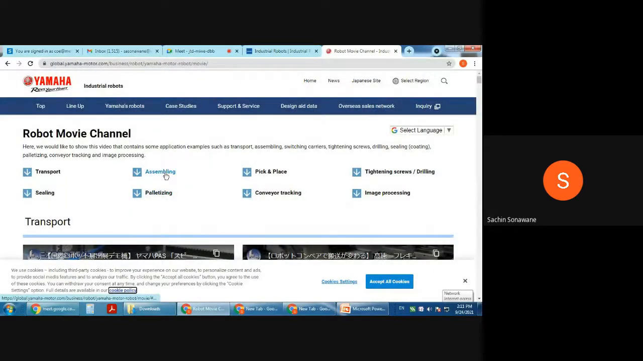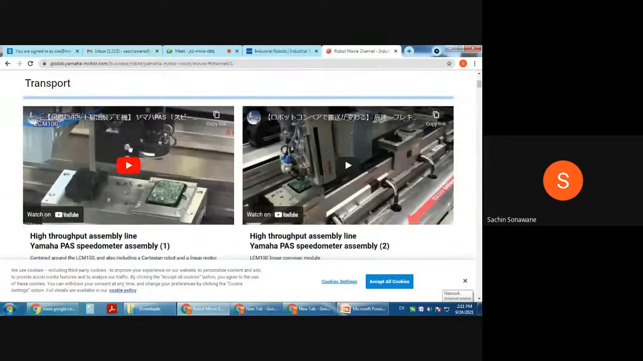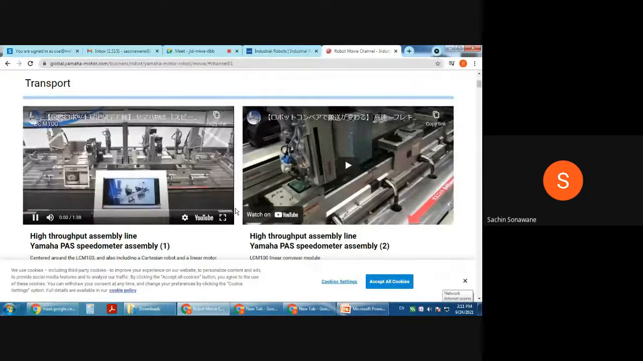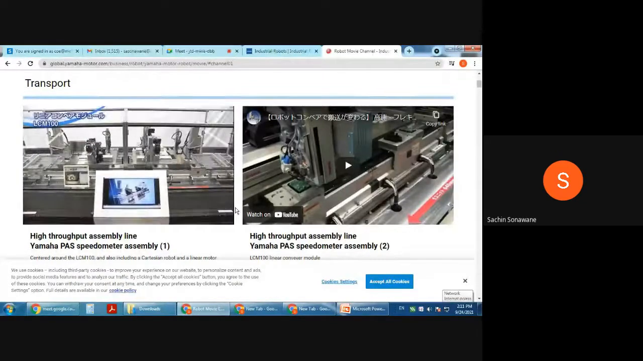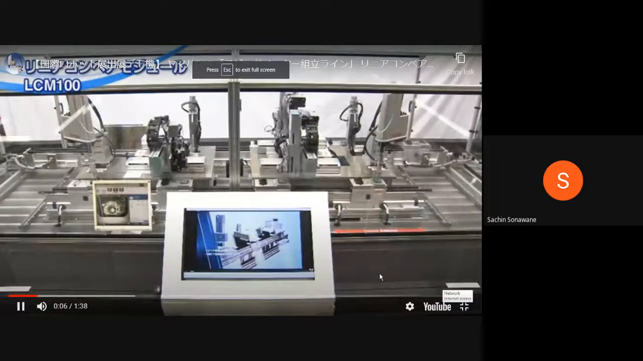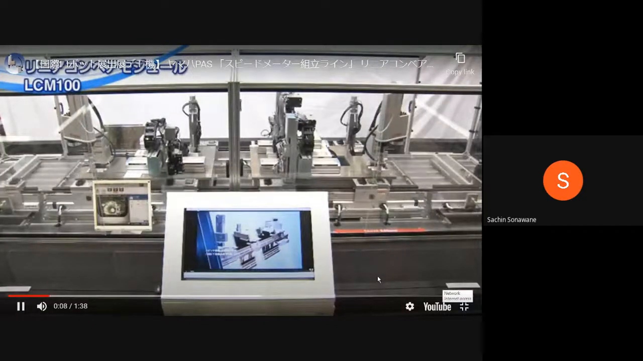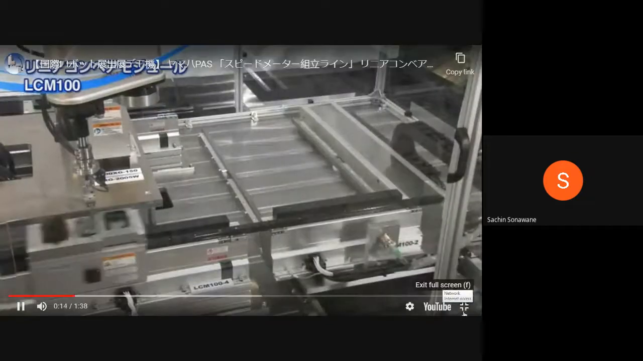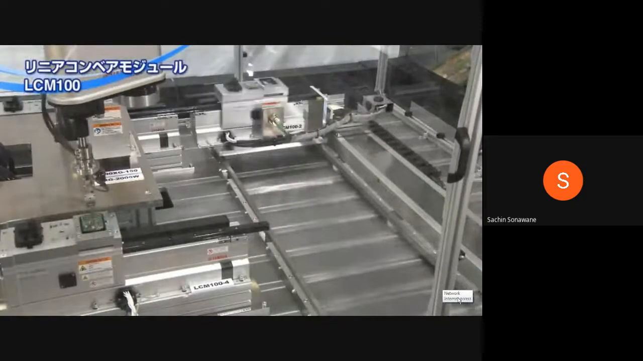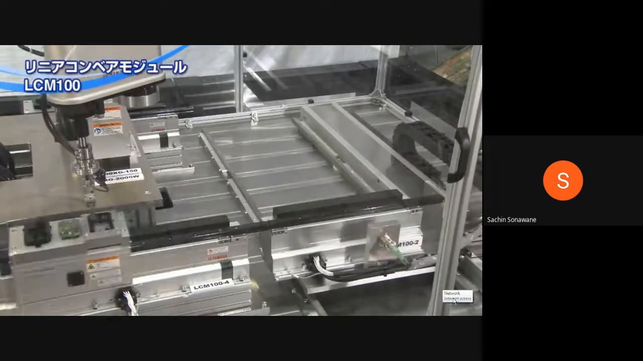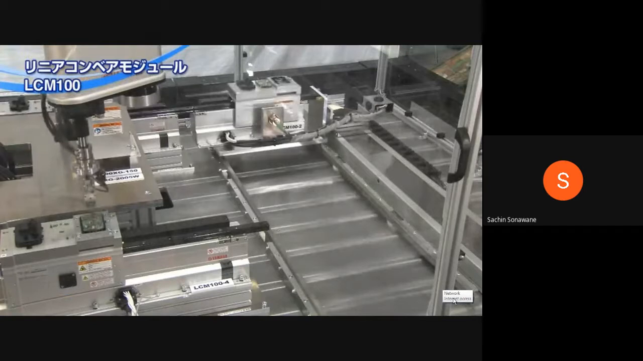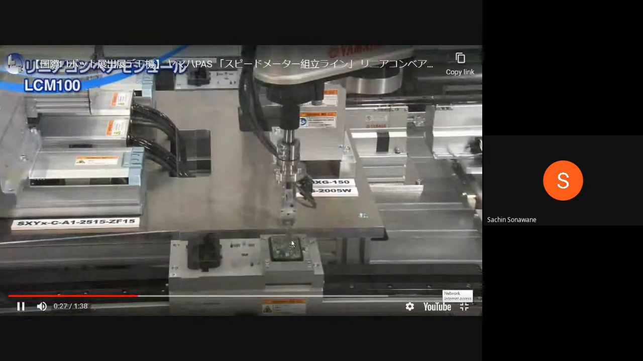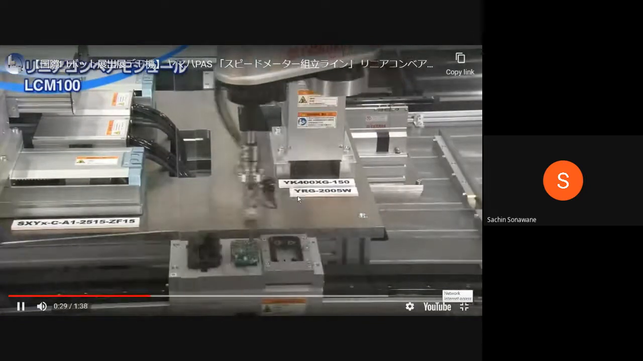First of all, we'll see in transport. See that how robots are used for transporting. These blocks are there. This is the end effector. This part is known as end effector. This is known as arm.